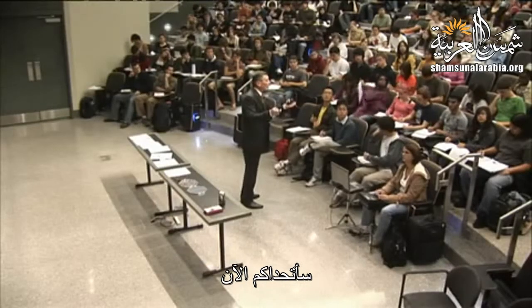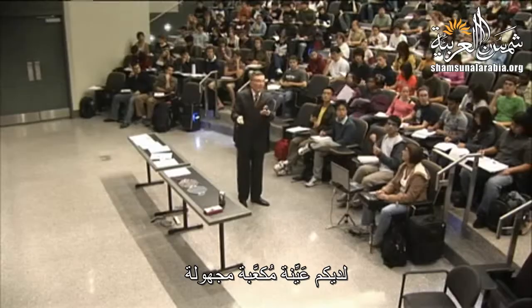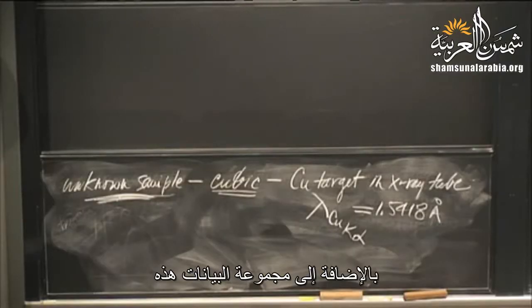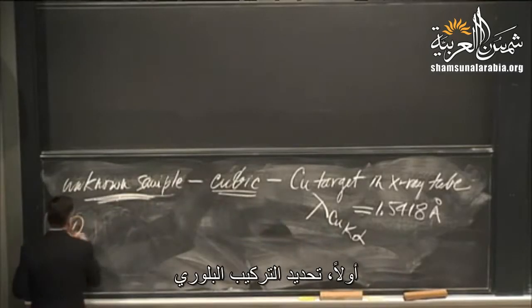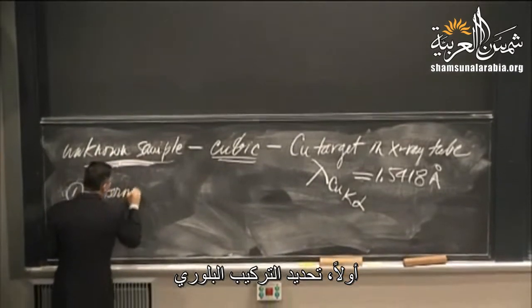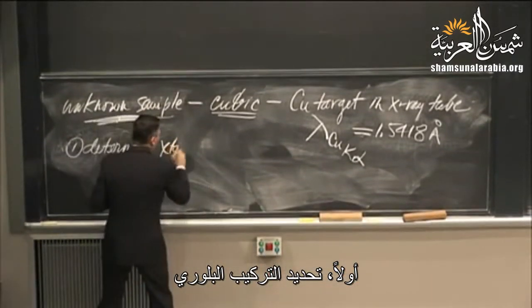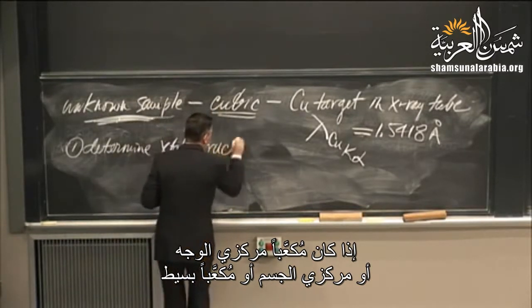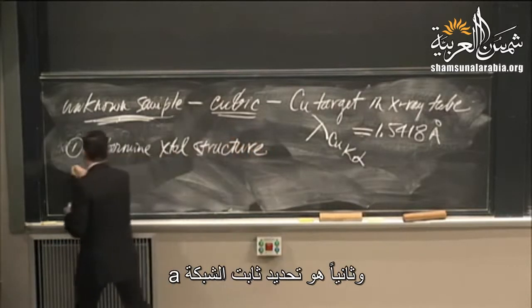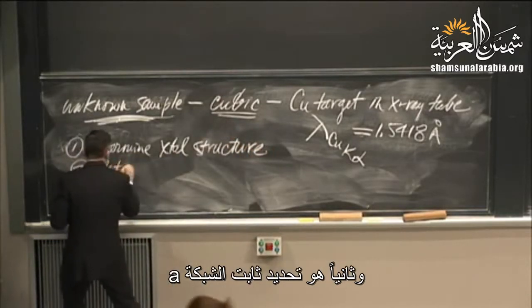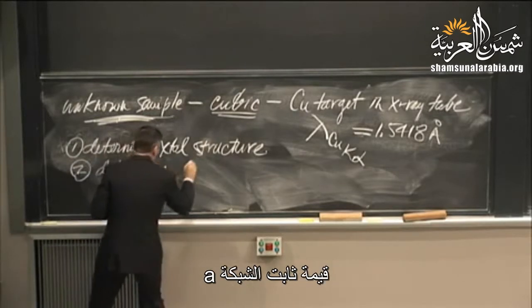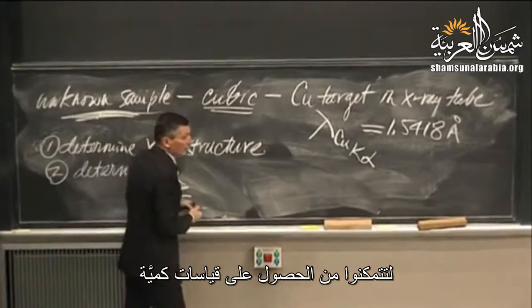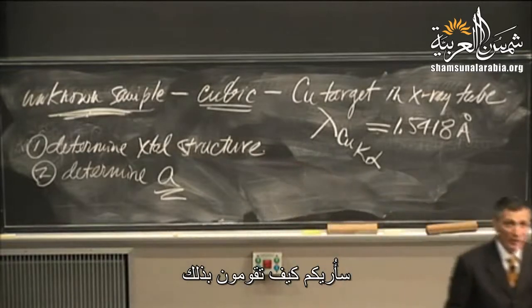So here's my challenge to you. I'm telling you, you've got an unknown sample that's cubic, and there's your data set. The task for you has 2 parts, and we're going to do it together. First part, determine the crystal structure. So it's either FCC, BCC, or simple cubic. And the second part is determine the lattice constant, the value of the lattice constant. So you can get quantitative measurements. I'm going to show you how to do it.